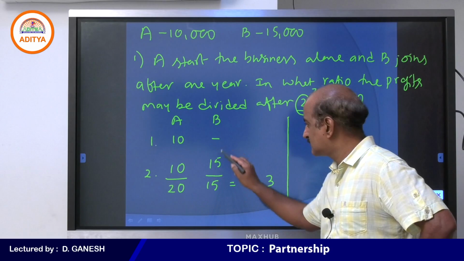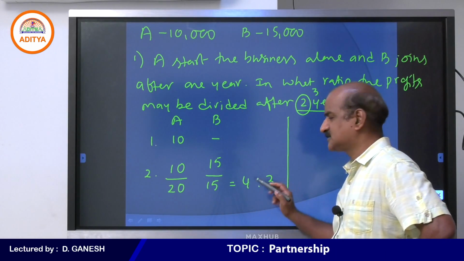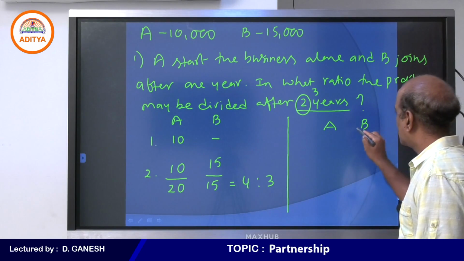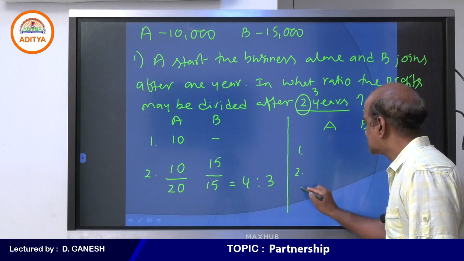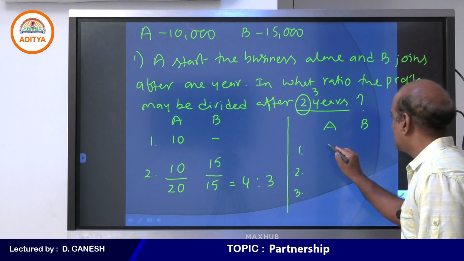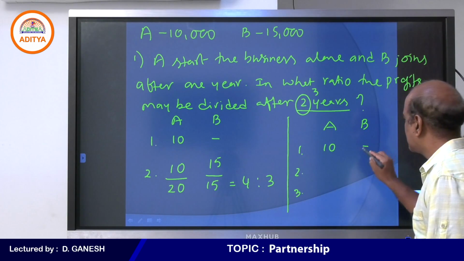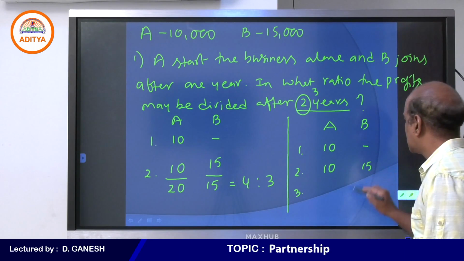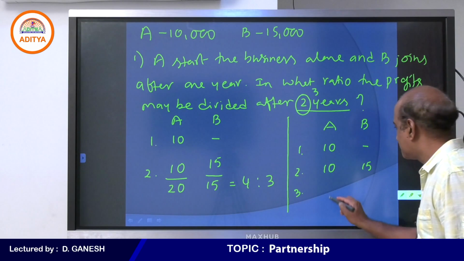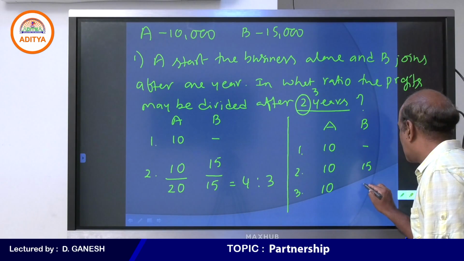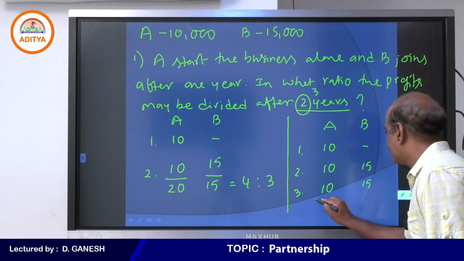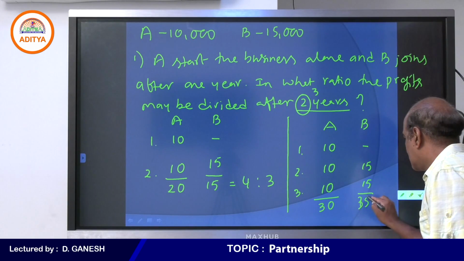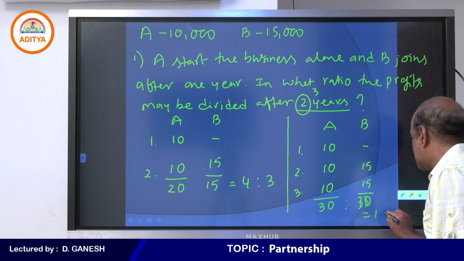Ten plus 10, 20, this is 15, 5 cancels, 4 times, 3 times, 4:3. So in this question, what we have to do is consider 3 years: first year, second year, third year. A starts with 10,000 when B was not there. Second year, A 10,000 again, B joins with 15,000. Third year there is no disturbance, and B stays 15,000. Therefore 10, 10, 10, 30, and 15, 15, as well as 30. Therefore what you said is right. Your answer must be 1:1.